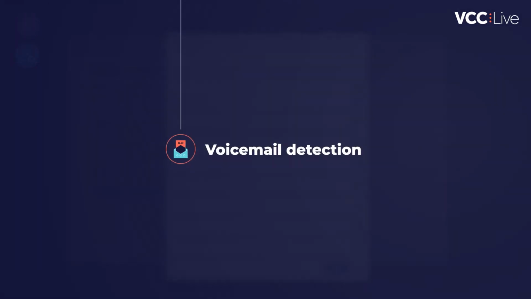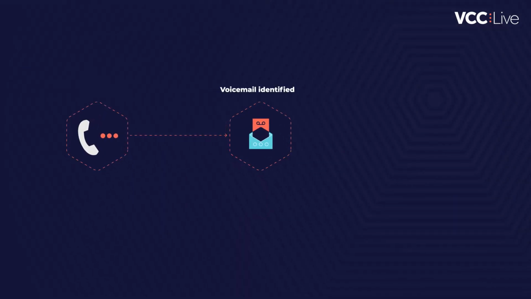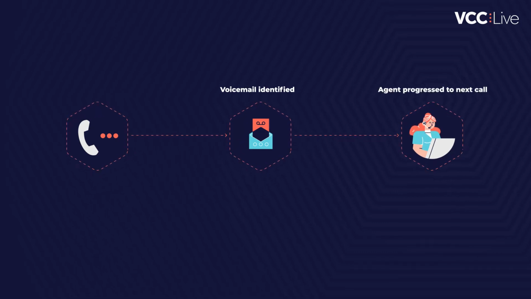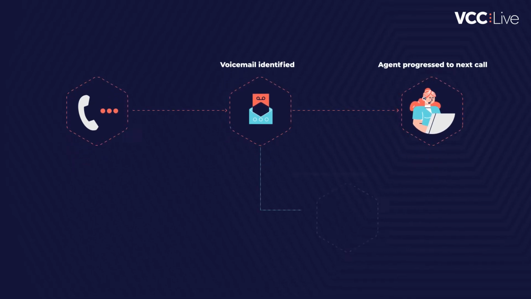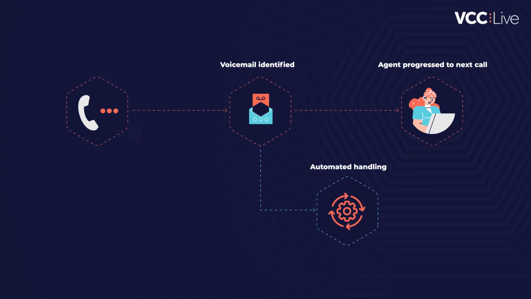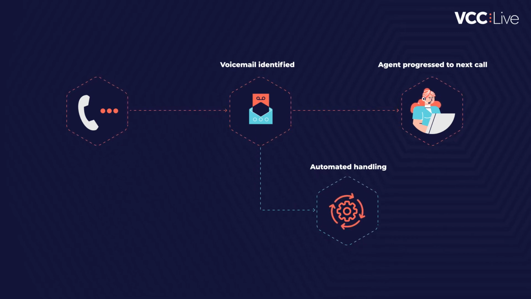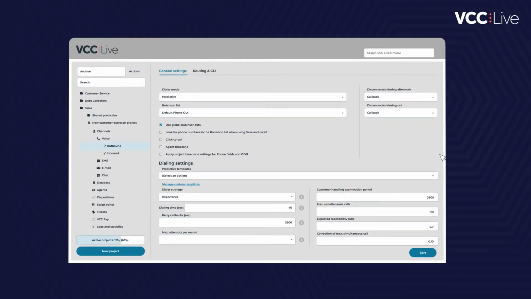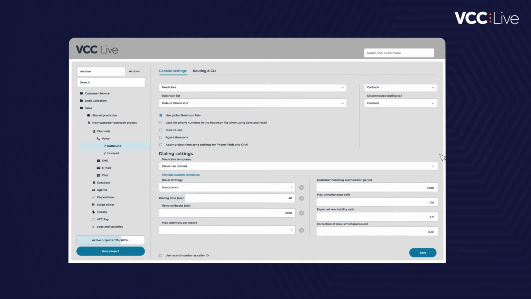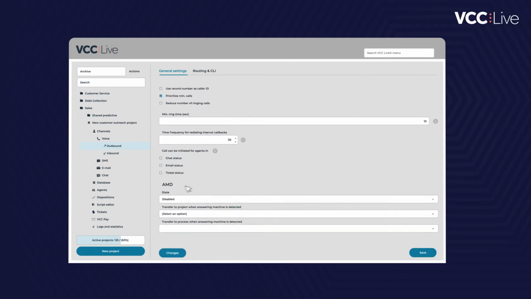The best dialers on the market can automatically detect voicemail. Here's how it works. When the voicemail detection happens, agents can simply skip that call and progress to the next one. While voicemails can be handled in a separate process, for example, receiving a pre-recorded message. To get started with voicemail detection, scroll down your project's outbound menu to AMD.